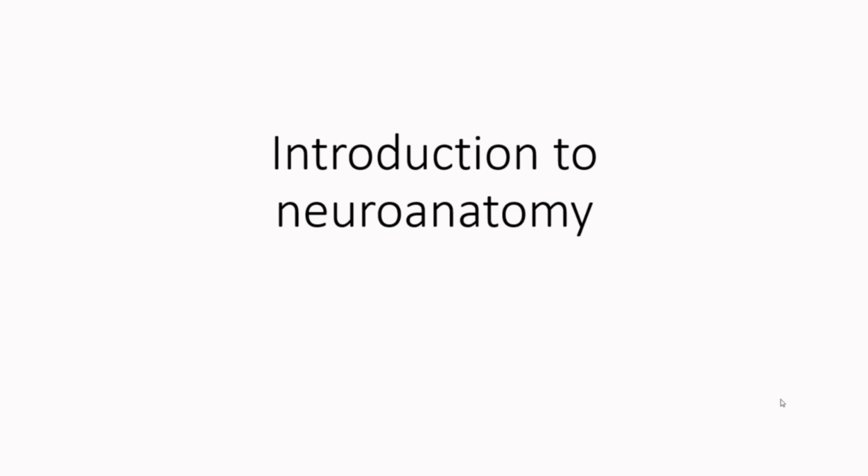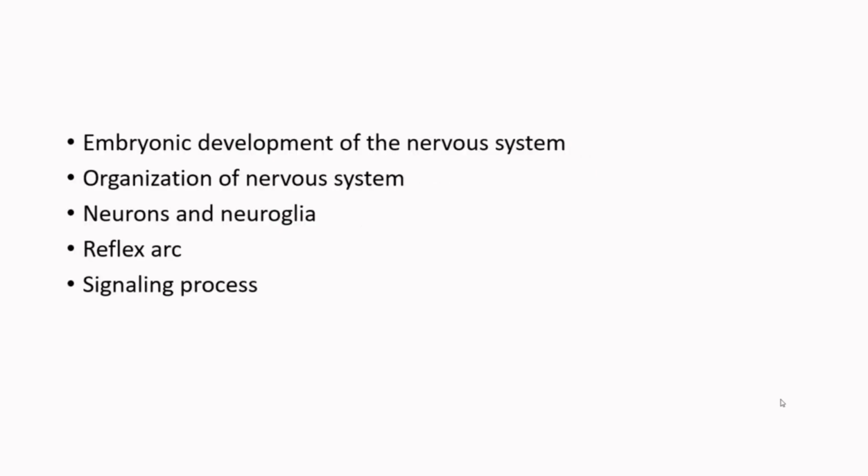This is an oversimplified overview, and it's meant for those who are going to start the neuroanatomy course. Today we have 5 different topics. We have the embryonic development of the nervous system. We have the organization of the nervous system. We're going to discuss the neurons and neuroglia, also the reflex arc, and we will wrap it up with the signaling process.